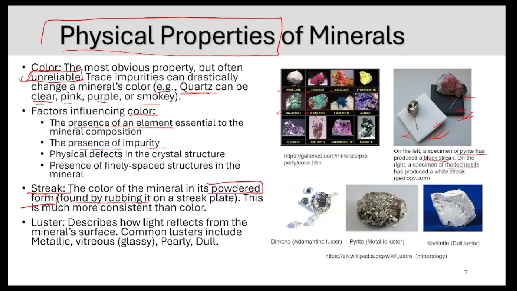There is another property called luster, and luster describes the quality and intensity of light reflected from a surface. This property is also very useful in identifying minerals. In the figure here we can see different kinds of minerals with different kinds of luster. The most common luster includes metallic, glassy, pearly, dull, etc. And we can see here we have diamond with the adamantine luster, pyrite with metallic luster, kaolinite with dull luster.